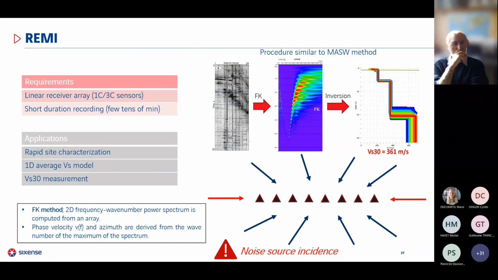But a very important condition for the application of this method is the incidence of the noise signal, which should be either homogeneous in the medium, which means noise that comes from all angles, or coming from the sides of the array. Because if the noise signal comes from another angle, the velocity measurements will be wrong. That's very important information, and sometimes, unfortunately, it's not taken into consideration.